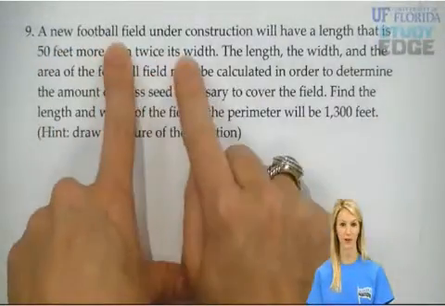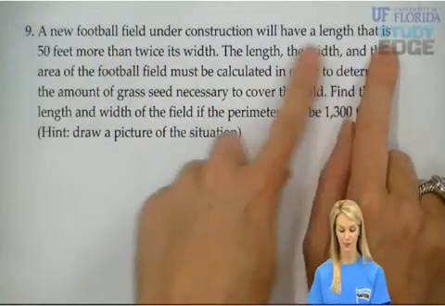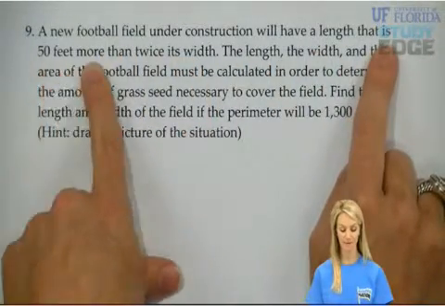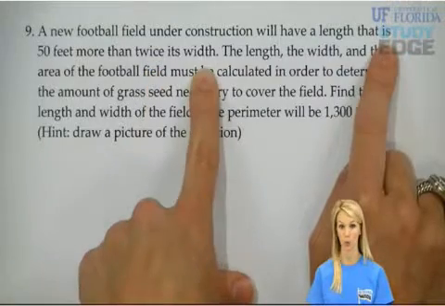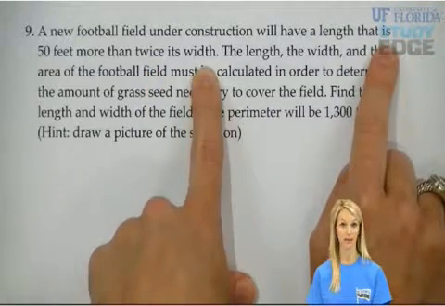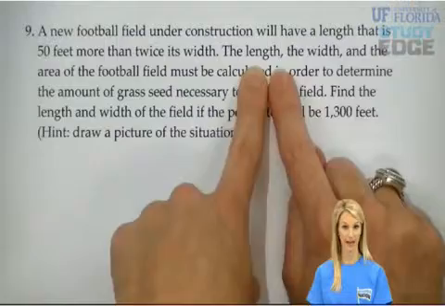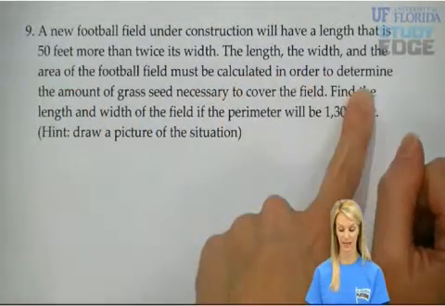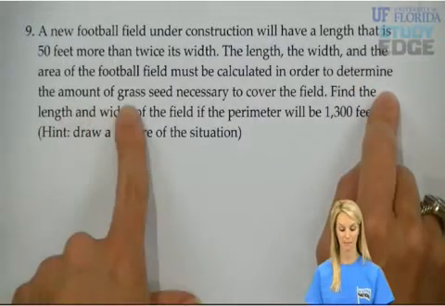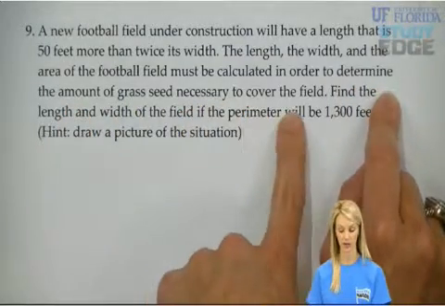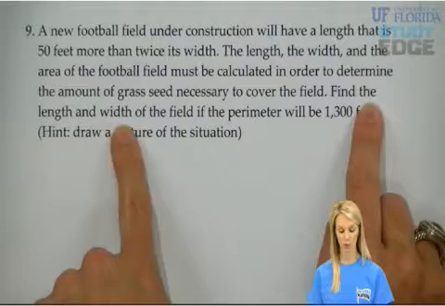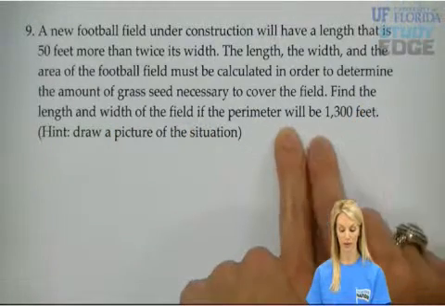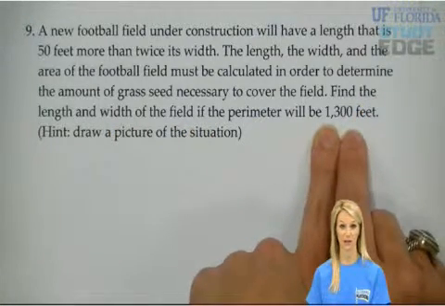A new football field under construction will have a length that is 50 feet more than twice its width. Okay, that's a lot. Let's keep reading. We'll come back to that. The length, the width, and the area of the football field must be calculated in order to determine the amount of grass seed necessary to cover the field. Find the length and the width of the field if the perimeter is 1,300 feet.